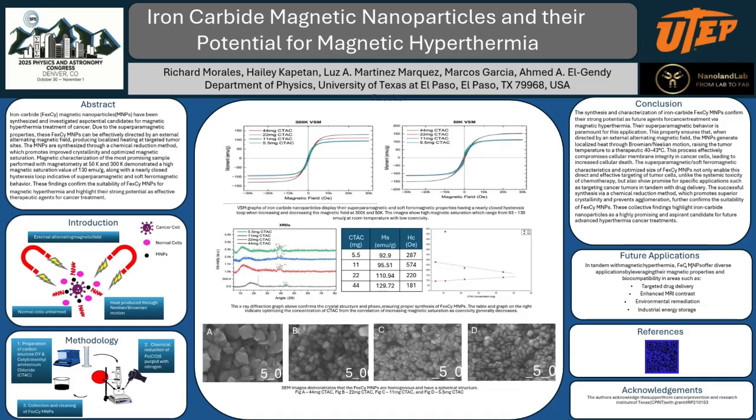Now, this results in a very interesting conclusion, where right here in the results section of the conclusion, we can see in the middle we have 300 degrees Kelvin, the VSM, and 50 degrees Kelvin in the VSM graphs, where we can describe the magnetic nanoparticles displaying their superparamagnetic yet soft ferromagnetic properties, having a nearly closed hysteresis loop, indicating that they have low coercivity, which means they can lose their magnetic properties rather quickly once the magnetic field is turned off. And that's exactly what we want here in this application.